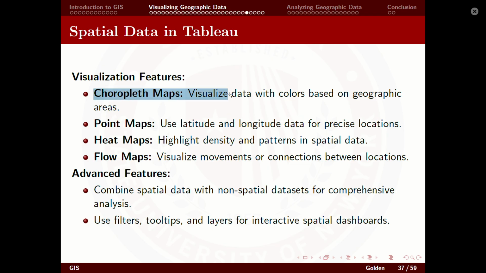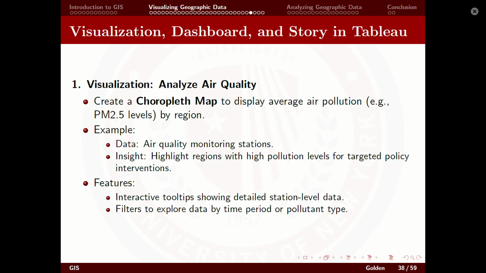So yeah, you can do choropleths, point maps, heat maps, flow maps. Tableau makes it a lot easier than a lot of other software to experiment with a map and figure out what type of visualization works for you. And you can also combine spatial data with non-spatial data sets for comprehensive analysis. You can use filters, tools, tooltips, and layers for interactive spatial dashboards.